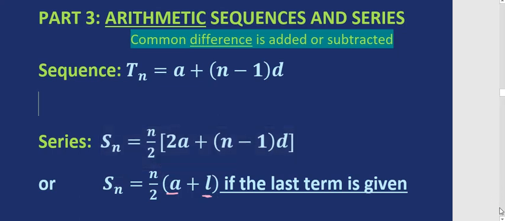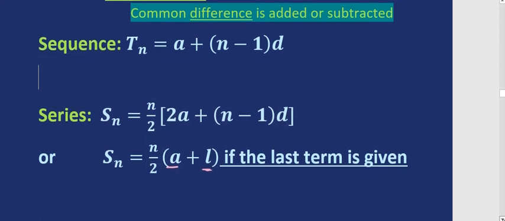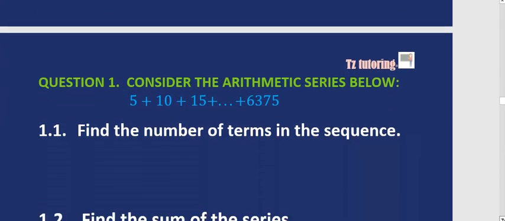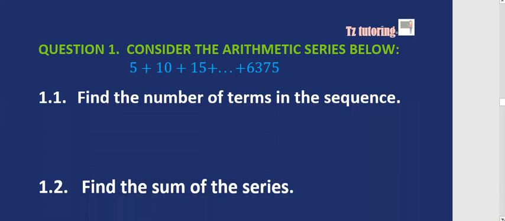Let's put that to application. All right, this is obviously arithmetic, because you can see we're adding 5 each time. All right, so let's answer the questions. Find the number of terms in the sequence. Before we can find the number of terms, we need to find Tn, the Tn formula.